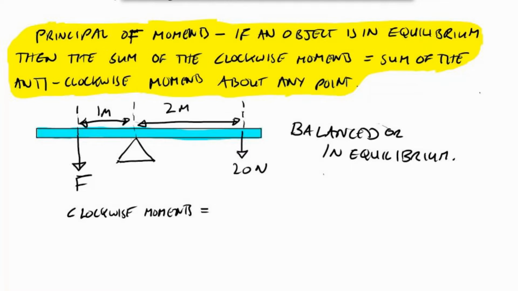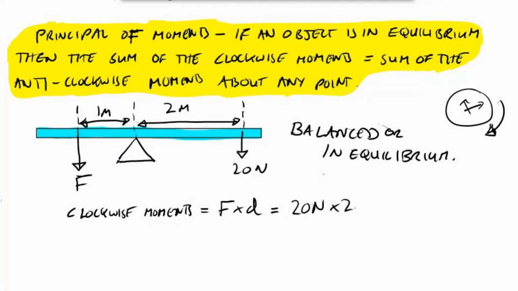Now, don't forget our clock. There we are, throw a little clock hands there. It's going to be moving around in this direction. And the force which will move things in the clockwise direction here on my balance beam is the 20 Newton force. So the moment equals force times distance, which is 20 newtons multiplied by 2 meters, which is just 40 Newton meters.